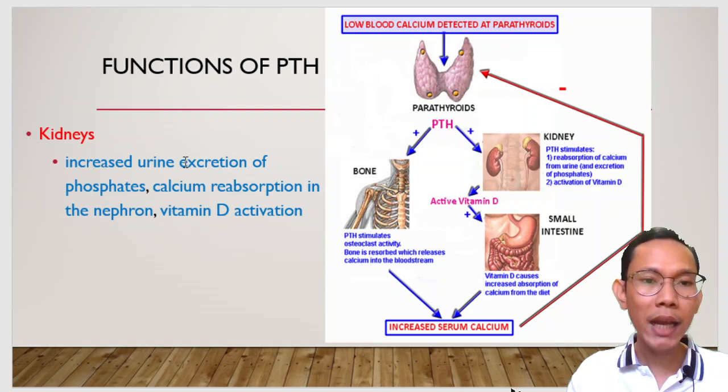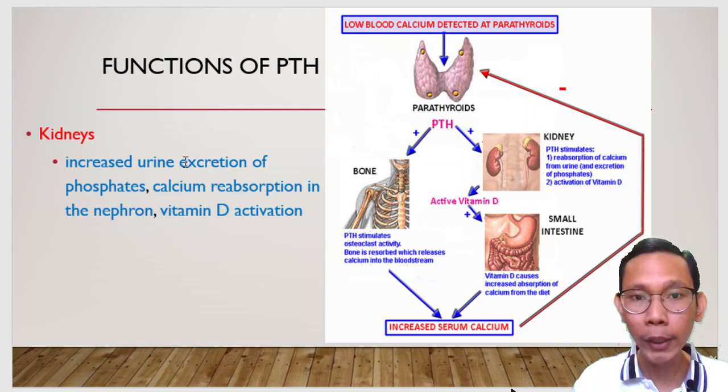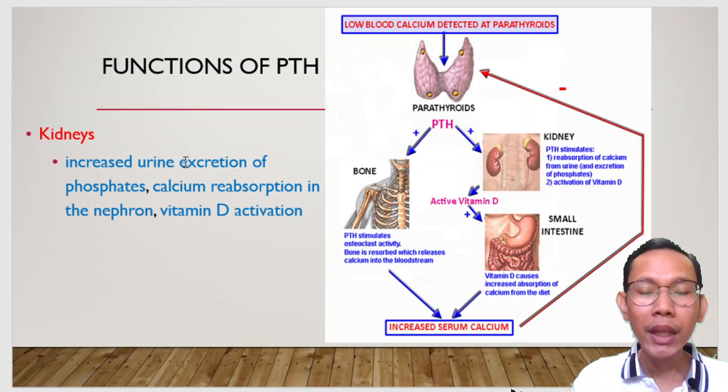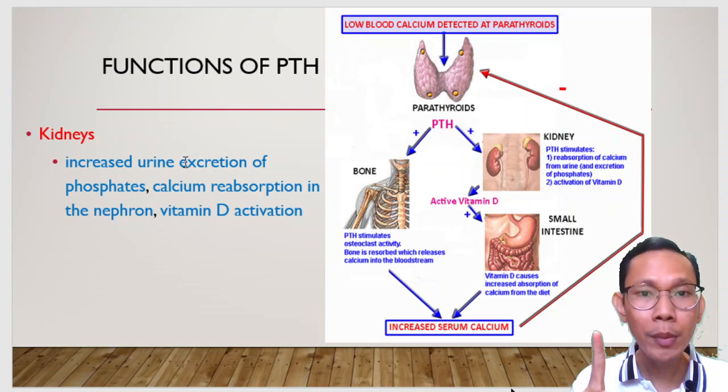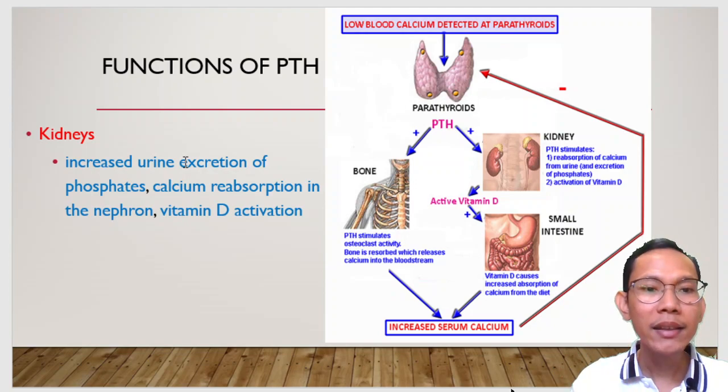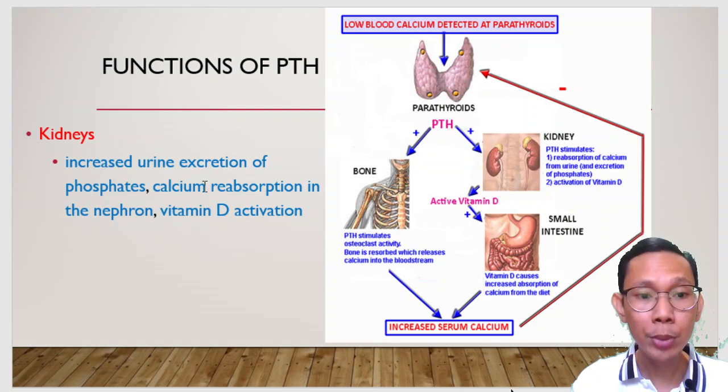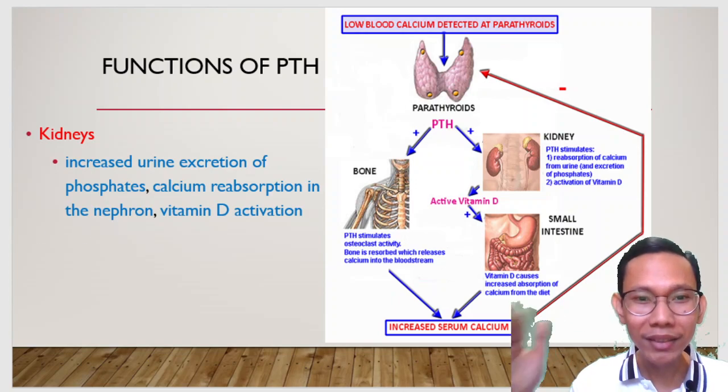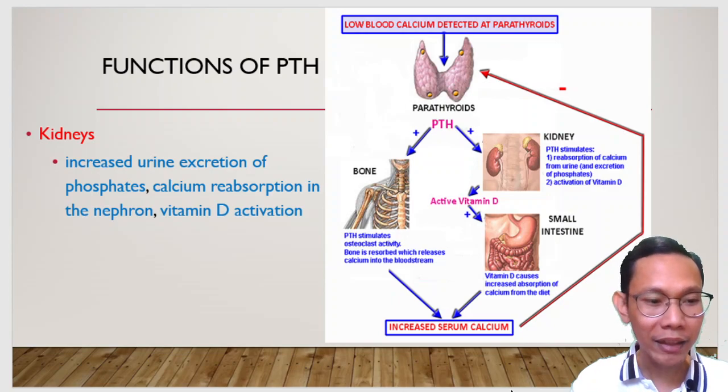So again, review natin ha, ano nang effect ng ating parathyroid hormone? The net effect of our parathyroid hormone is to increase your serum calcium and decrease your serum phosphate. Kasi nga, sa kidney, ang function ng parathyroid is to increase your urine excretion of phosphate, calcium reabsorption in the nephron, and your vitamin D activation. I guess paulit-ulit, inuulit na lang natin para at least mas ma-recall ang ating mga discussion.